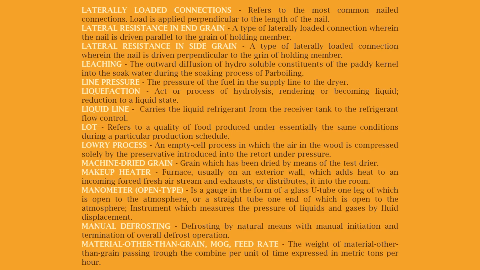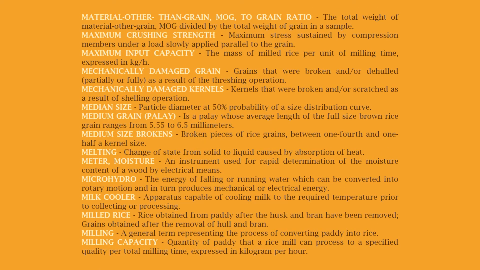Feed rate, the weight of material other than grain passing through the combine per unit of time, expressed in metric tons per hour. Material other than grain (MOG) to grain ratio, the total weight of material other than grain divided by the total weight of grain in a sample. Maximum crushing strength, maximum stress sustained by compression members under a load slowly applied parallel to the grain.